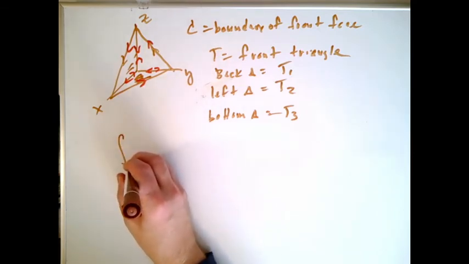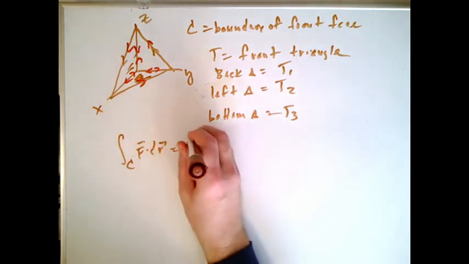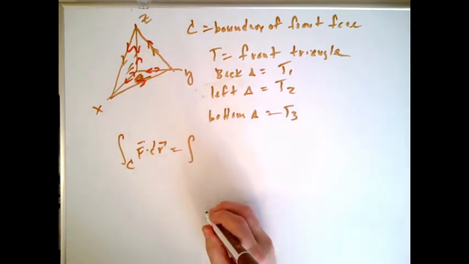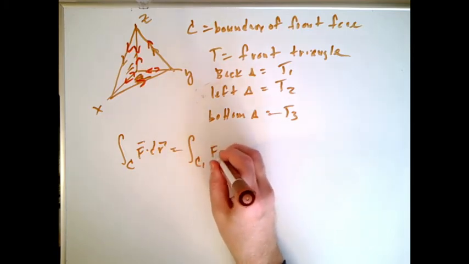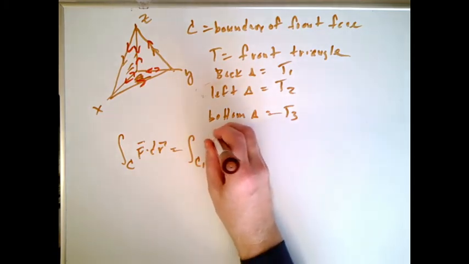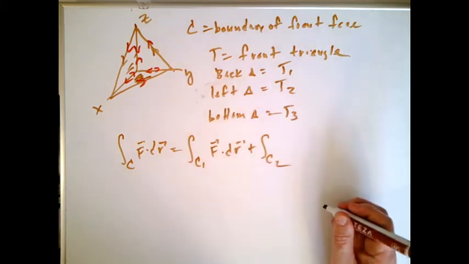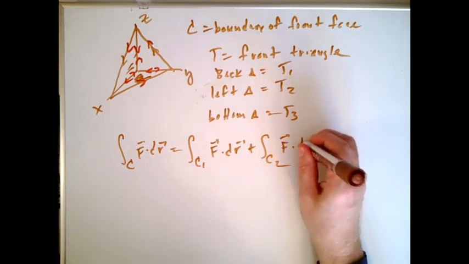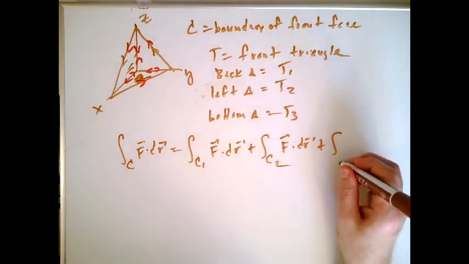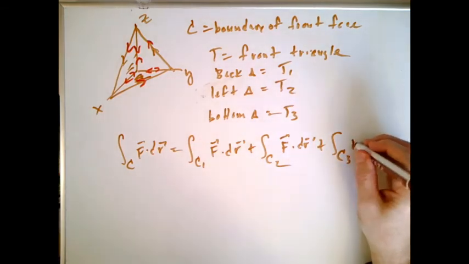So let's write that down as a conclusion. The work done on the front triangle is actually the sum of three. How about if I call this, C1 will be the back triangle, but just a boundary. C2 will be the left side, but just a triangle because we're just doing work here. Plus C3 is going to be the boundary of T3, which is the bottom.